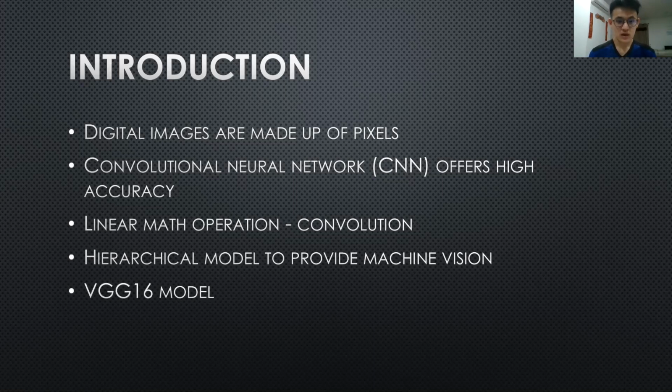And CNN employs a linear mathematical operation known as convolution. So it follows a hierarchical model that provides the machine vision to accept, process and output. Output means it classifies the images. So in this model, we are going to call one VGG16 model that's pre-trained to perform our image classification.